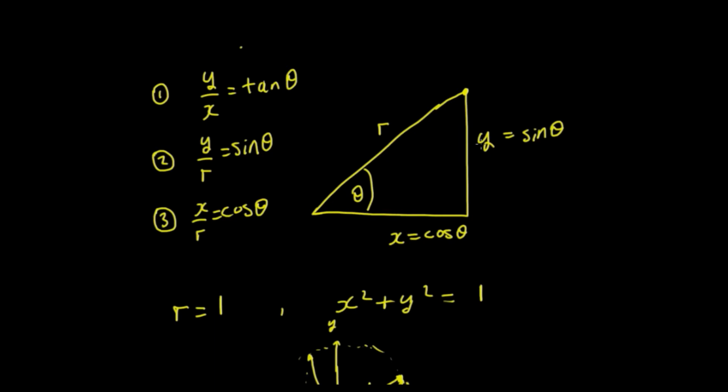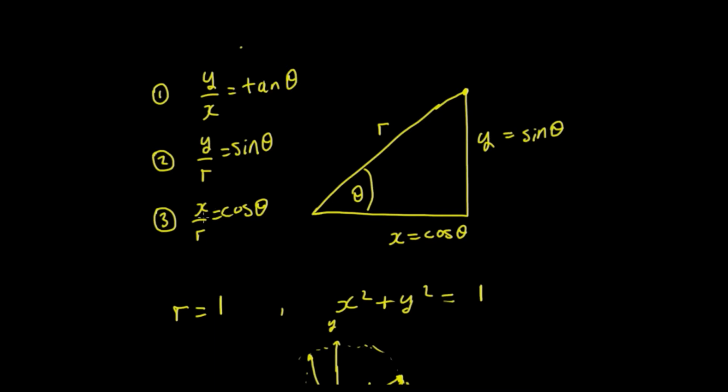Now we could also write two other ratios. We could write the ratio of y upon r, and y upon r is given the name sine theta, and the ratio x upon r is given the name cosine theta, and it's shortened to cos. Now look what happens if we decide we'll make r equal to 1. So if you make the length r 1, that means that y upon r equals sine theta. Well, that just simplifies to y equals sine theta because r equals 1.